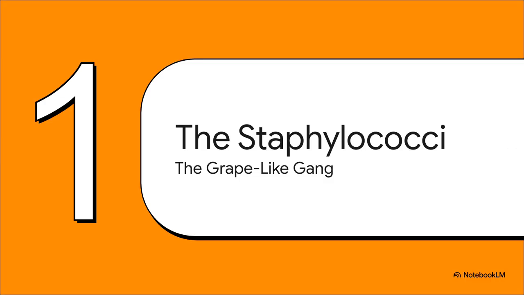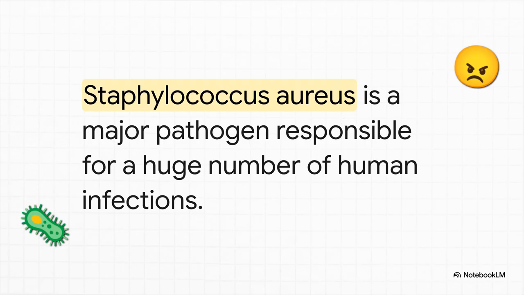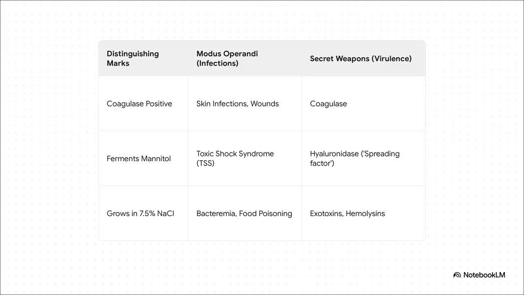Okay, let's start our profiling with family number 1, the Staphylococci, or as we're going to call them, the grape-like gang. And topping the most wanted list for this family is its infamous ringleader, Staphylococcus aureus. This is the bad guy behind some of the most common and, frankly, some of the most dangerous bacterial infections that we have to deal with. So let's pull up its case file.